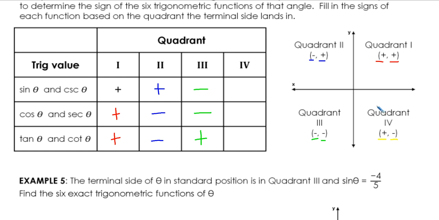In quadrant 2, we had y over r was positive. Now my y value is negative, so when I divide a negative and a positive, I'm going to get a negative. In cosine and secant, I have x over r, and in that case, when I divide them, I am going to get a positive because the x is positive. And then lastly, I have tangent and cotangent where I'm dividing a negative and a positive. That's going to give me a negative answer as well.